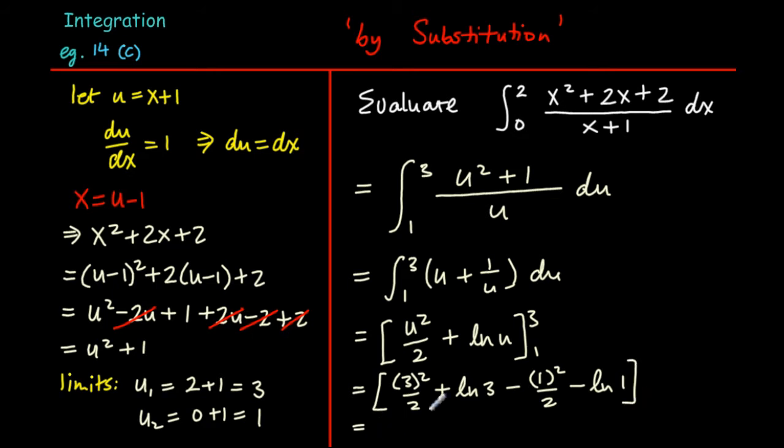So neatening this up, 3 squared is 9, so that's 9 over 2. The natural log of 3. And 1 squared over 2 is just minus a half, minus 0. And 9 over 2 take away a half, that's 8 over 2, or 4. And we have natural log of 3. So 4 plus natural log of 3 is our answer. And that's our final example.